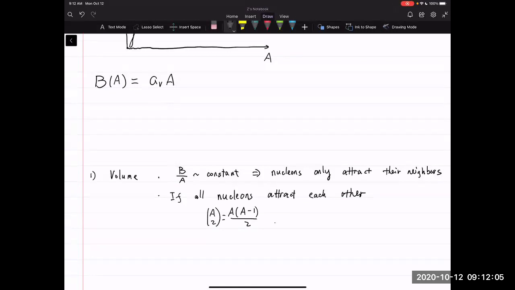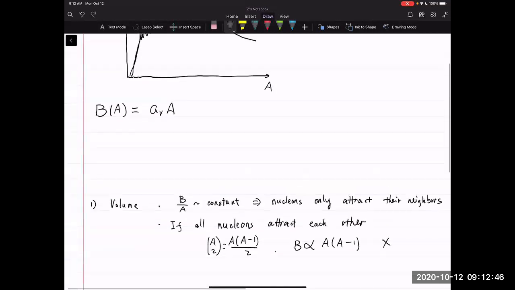So then if the binding energy is related to all the nucleons attracting each other, this B would be proportional to not only A, but actually A times A minus 1. So that is not the case. We know B over A is roughly a constant. So this is wrong. That means not all the nucleons attract each other. The nucleons only attract their neighbors. So that's the first term, the volume term. The binding energy is proportional to the volume of the nucleus.